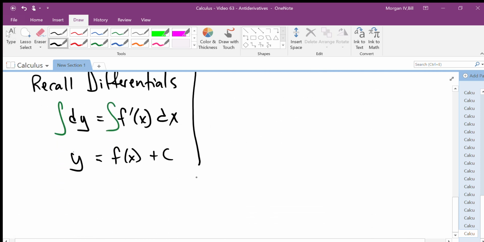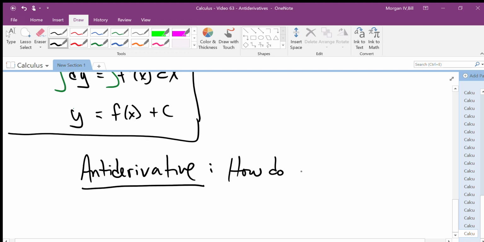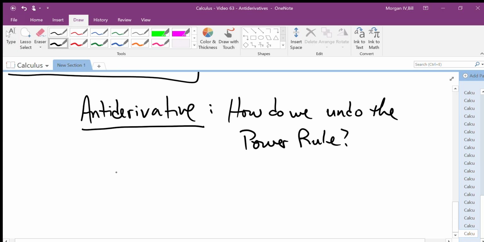So first thing is, for antiderivative, how do we undo the power rule? Right, the power rule for derivatives. The power rule for derivatives said this: if I have x to some power n, the derivative of that, I bring the n down, and now it's x to the n minus 1. How do I do this backwards, right?